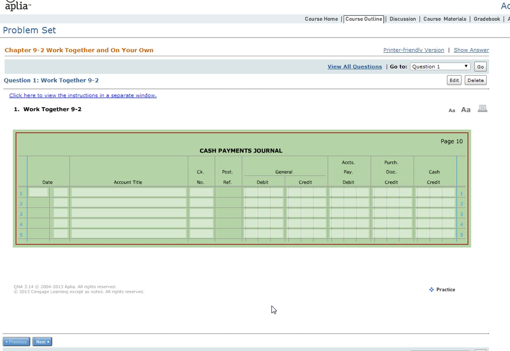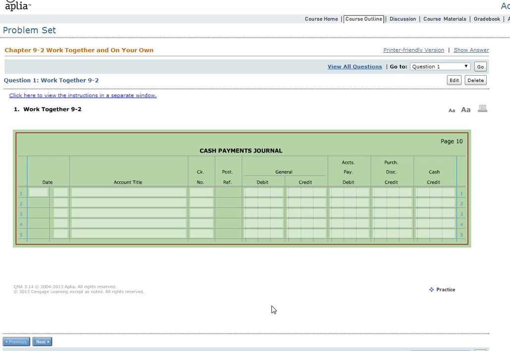A deduction that a vendor allows on the invoice amount to encourage prompt payment is called a cash discount. A cash discount on purchases taken by a customer is called a purchases discount. When a purchases discount is taken, the customer pays less than the invoice amount previously recorded in the purchases account.